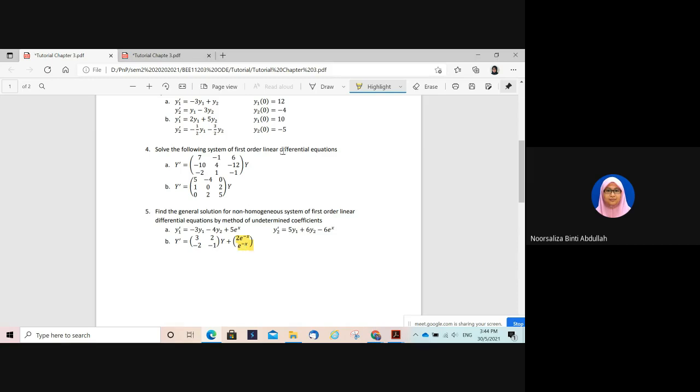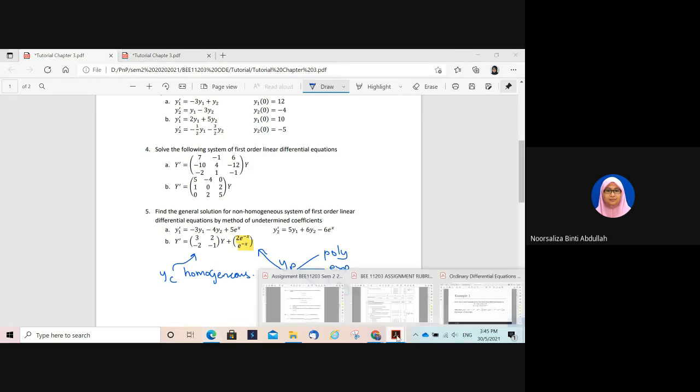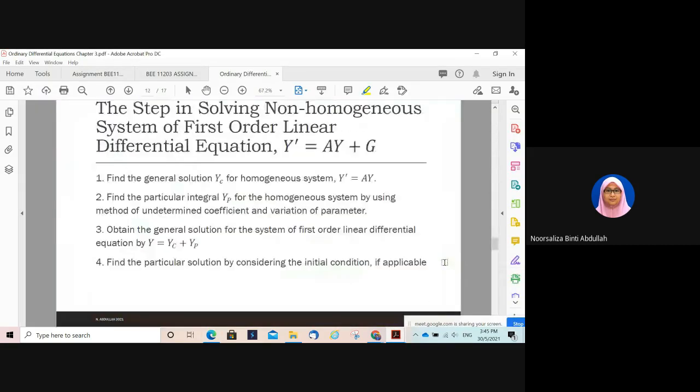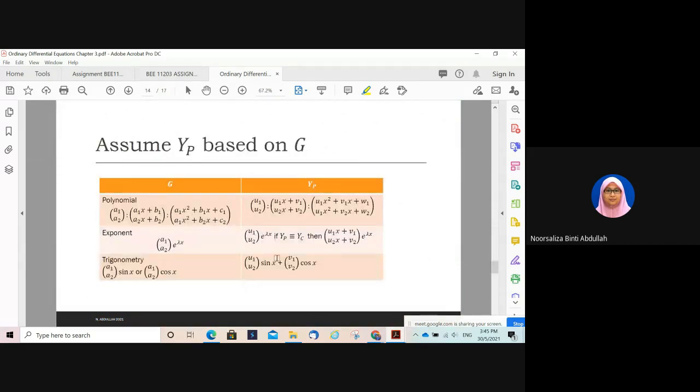If it is non-homogeneous, you have to find yc first. You get yc from here, from the homogeneous system. Once you get yc, then you can get yp from here. For this yp you have to identify whether it is polynomial, exponential, or trigonometric. You have to refer to this table to assume yp.